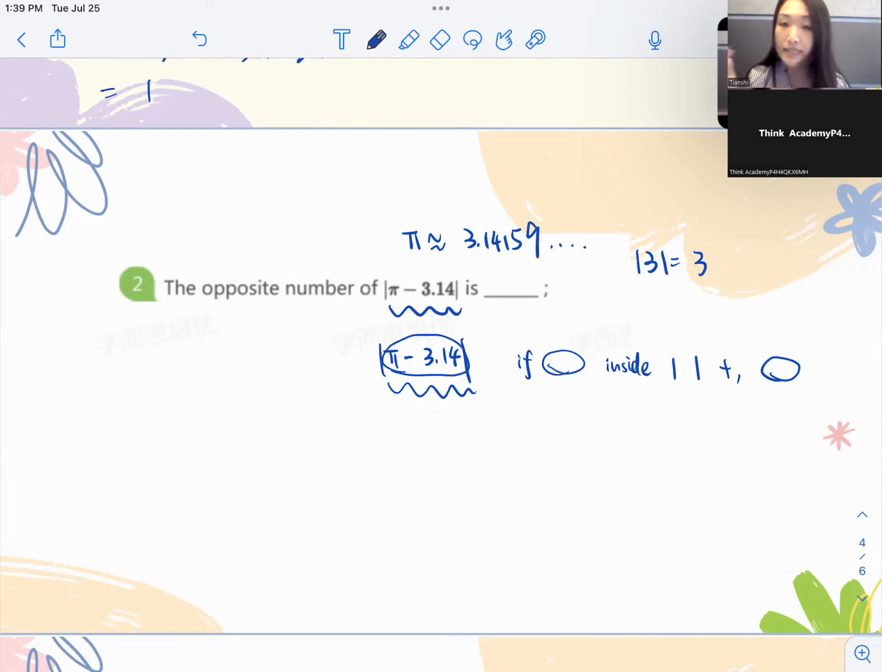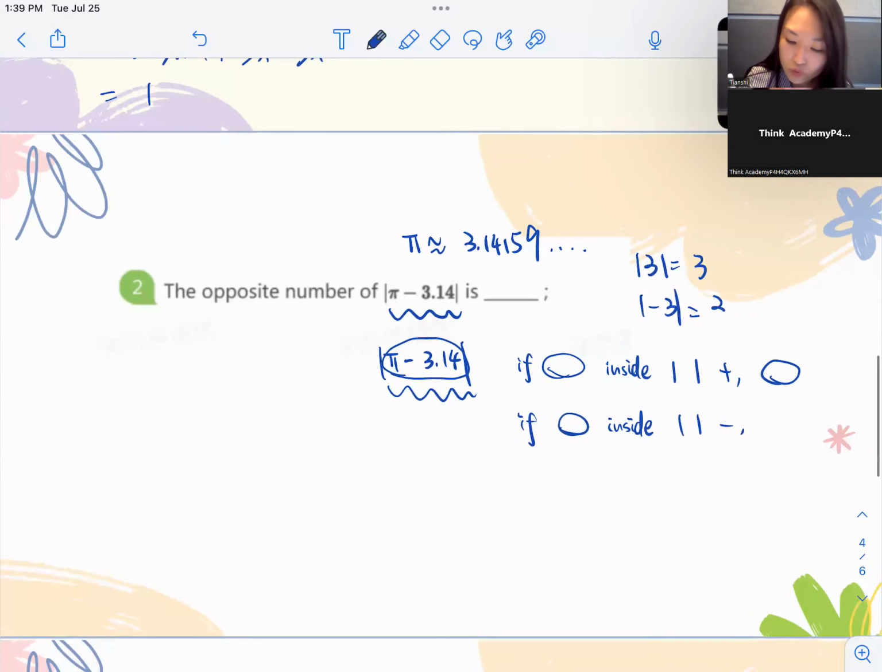So if the thing inside the absolute value is a positive number, then if we open up the absolute value, it is just the thing itself. But if the thing inside the absolute value is negative, for example, the absolute value of -3 equals the opposite of it, right? It equals 3. So when we open up the absolute value, it will become the opposite of the thing inside the parentheses. Since pi is larger than 3.14, the whole thing is a positive number, which means when we open up the absolute value, it is the thing itself.